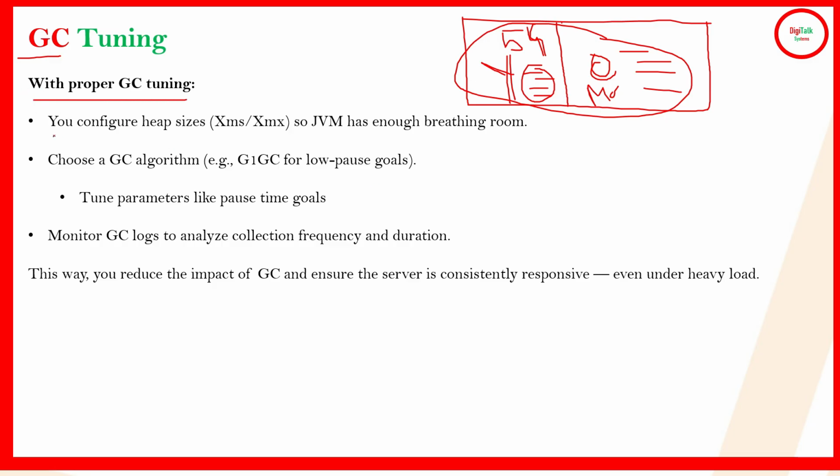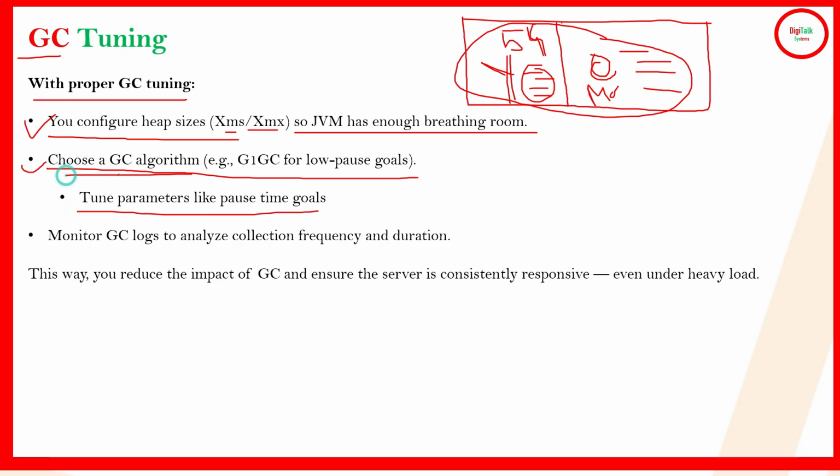So with proper GC tuning, you configure the heap size with Xms and Xmx, so the JVM has enough breathing room. And then choosing a GC algorithm. This is the second part, which is very important: which algorithm you have to select for your JVM. There is a default one already, but based on the requirements of your application, the pause time and the response time required, you need to tune this algorithm. That means you need to enable a certain algorithm based on the requirements of your application.